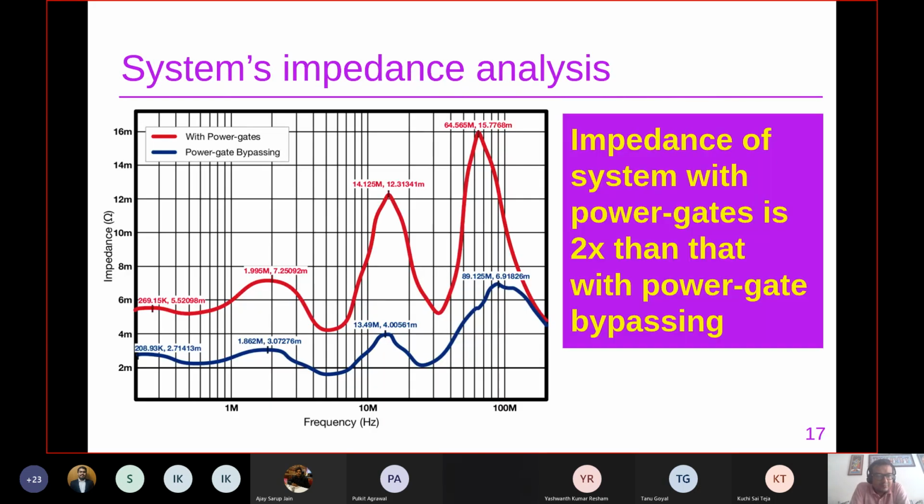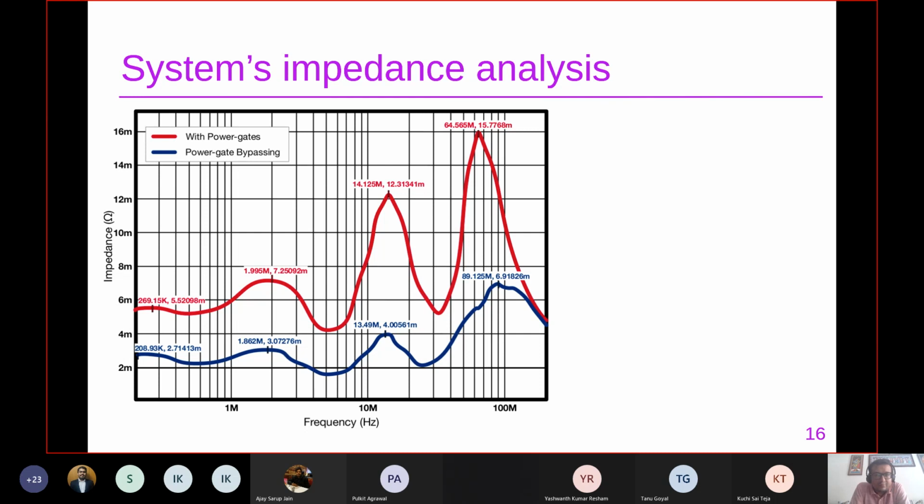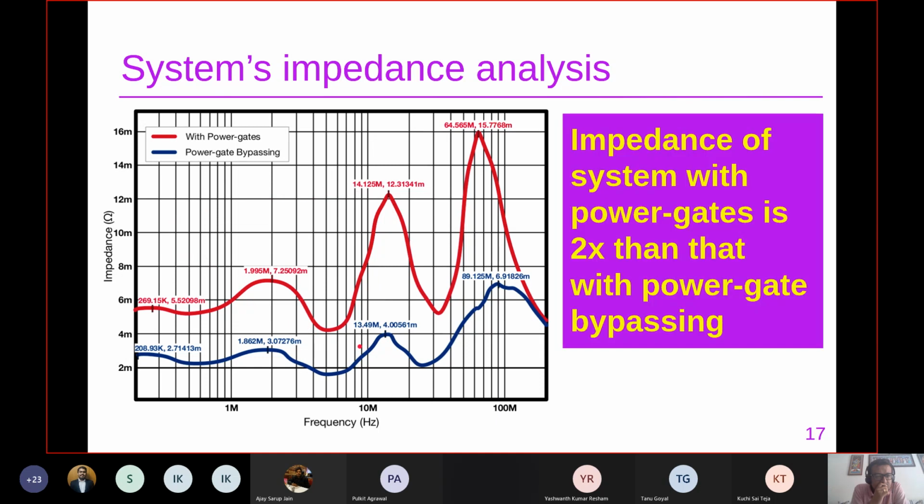Okay, thanks. So looking into the system impedance impact due to power gating, the blue line shows the system where there is no power gating, and the red line shows the system where there is power gating. For this, the x-axis is frequency in logarithmic scale, and the y-axis is impedance. You can see that at every point, the impedance is almost double that when it is not power gating. So essentially the impedance of the system increases by as much as 2x in many scenarios when you power gate the system.